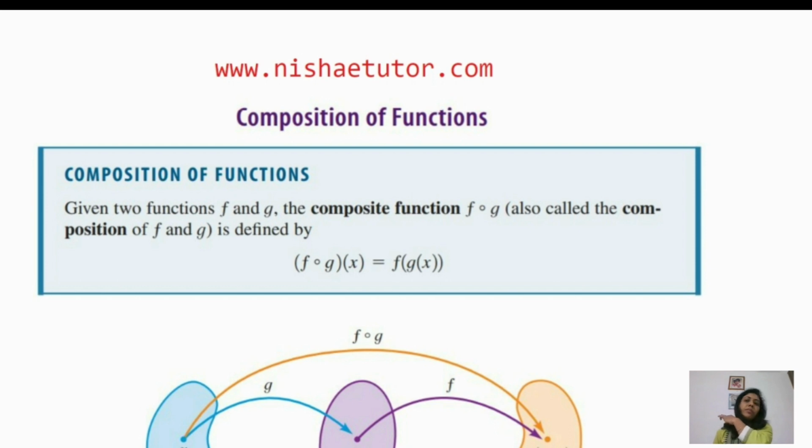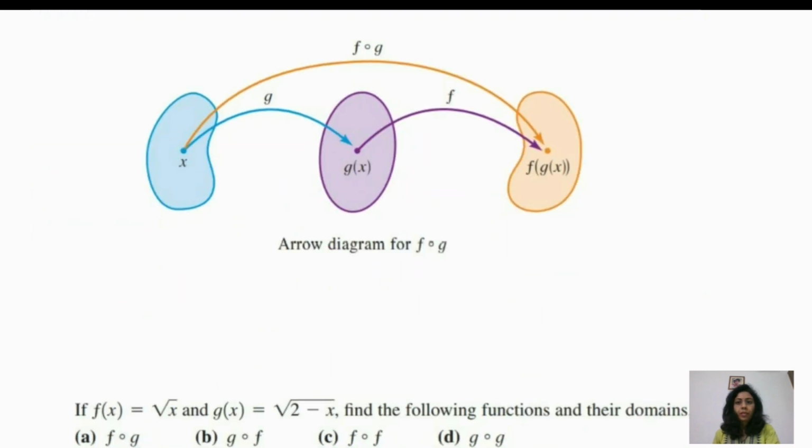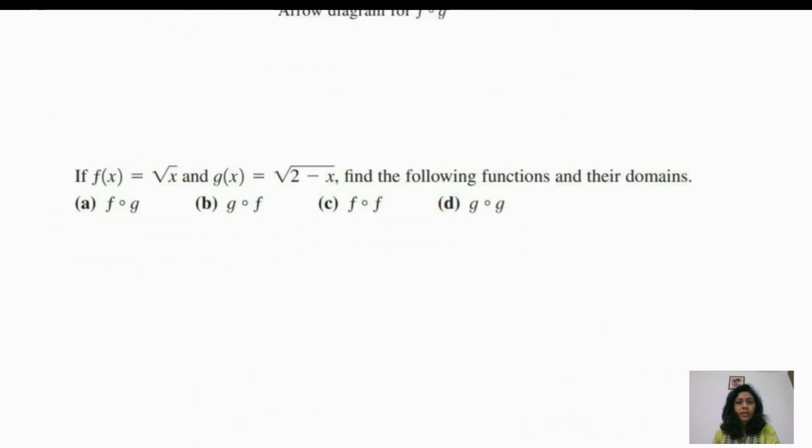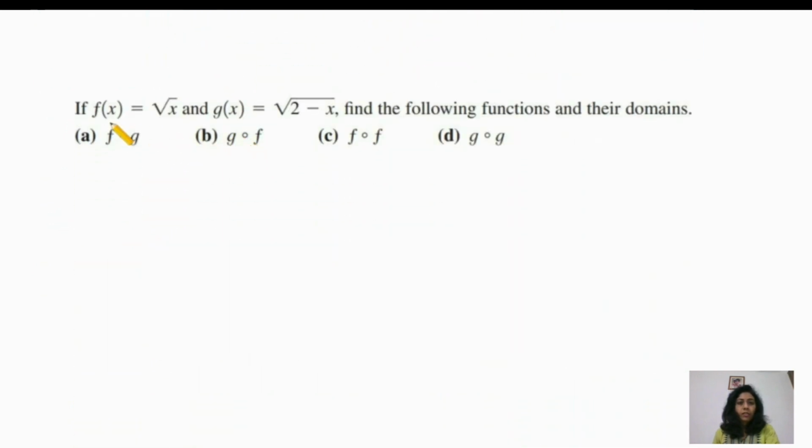In this series we are doing functions, and in this video I am going to tell about composition of functions. We already did one question in my last video. There I already explained composition of functions and this diagram, how to find out a domain. And here is the second question. If f(x) equals square root x and g(x) is equal to square root 2 minus x, find the following functions and their domain.